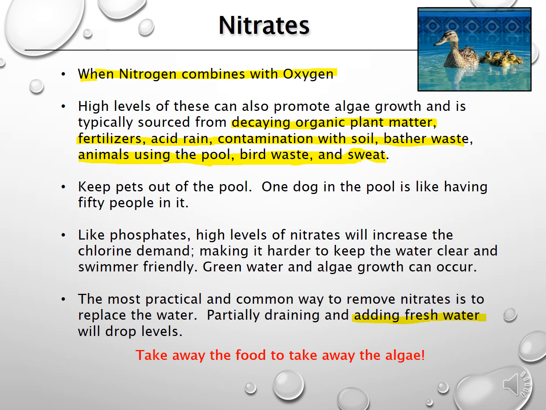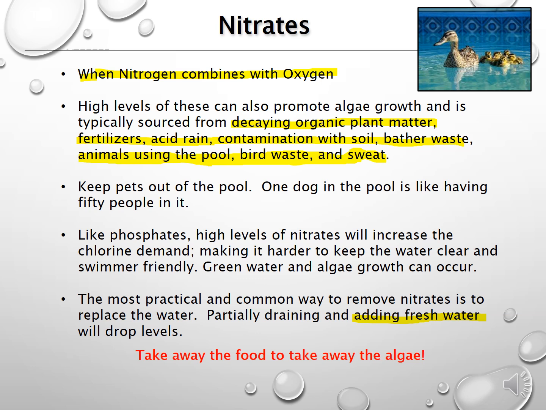Keep pets out of the pool. One dog in the pool is like having 50 people in it. Like phosphates, high levels of nitrates will increase the chlorine demand, making it harder to keep the water clear and swimmer-friendly. Green water and visible algae growth will occur.